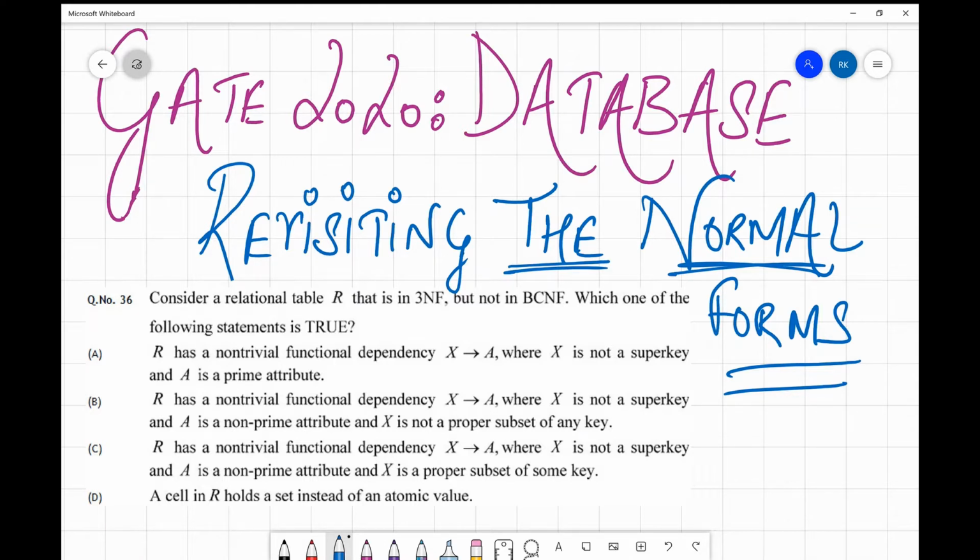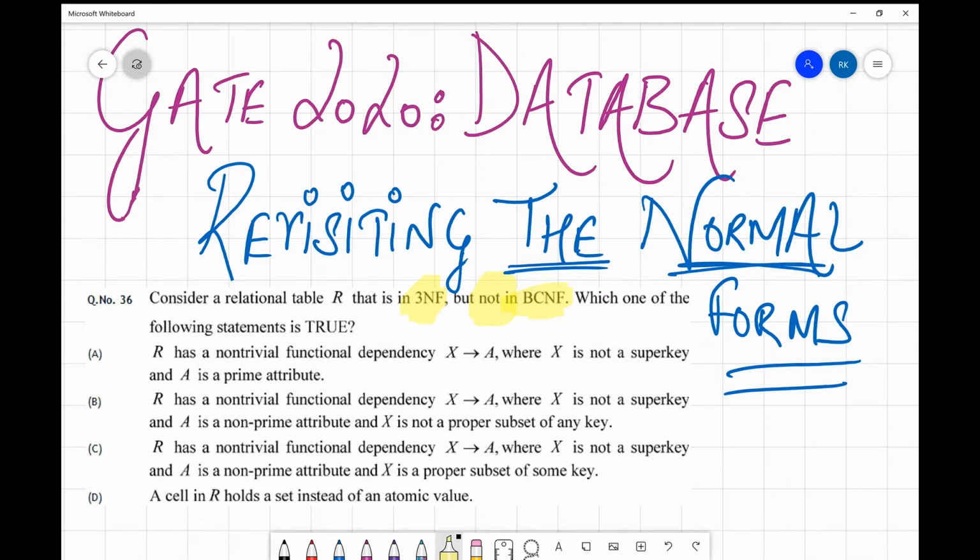So the question says, consider a relational table R that is in 3NF. Now, very importantly, they have said that the relational schema R is already in 3NF, but not in BCNF. Which one of the following statements is true? Now, just focus on what they are saying. They are asking us for a rule which is followed when a relational schema is in 3NF but not in BCNF.